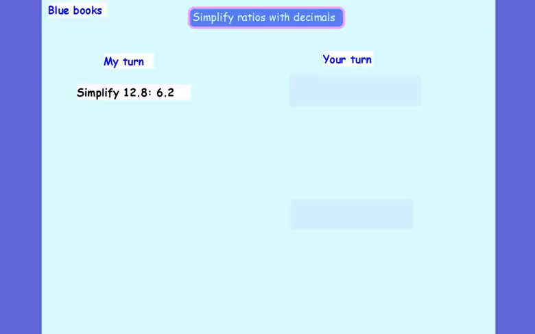Okay, let's talk decimals. In your dark blue books, can you write the title Simplify Ratios with Decimals? Pens down, eyes on the board. I'll go through an example, you go through an example. So my first question says simplify 12.8 to 6.2. Now we don't want a decimal within our ratio. We know we can't have that there. So the first thing I'm going to do is multiply both sides by 10. We know we can do this because as long as we're doing the same thing to both sides, the ratio will remain the same.